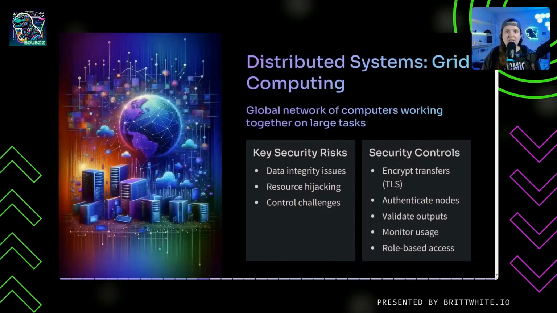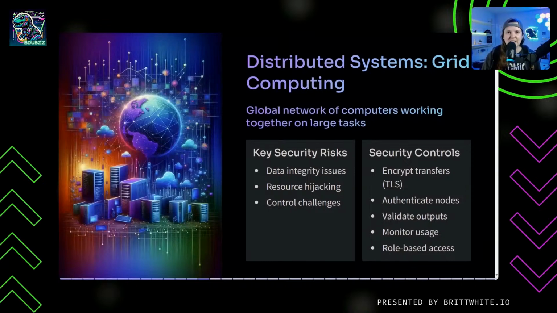Grid computing links computers, often across continents, to solve huge, resource heavy tasks. It's crowdsourced power for science, simulations, or data analysis. But here's the catch: data integrity issues. One rogue node can taint the results, like a fake signal in the mix. And then resource hijacking. Attackers could steal power for their own schemes. There's control challenges. Securing a global grid is like herding cats.